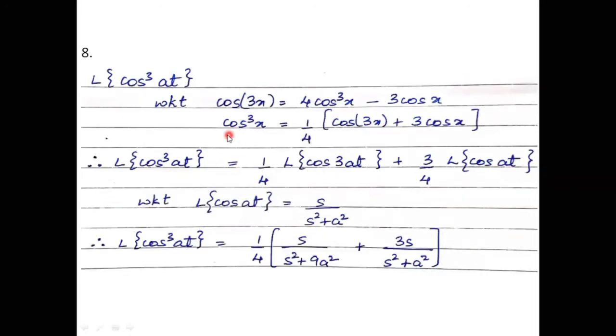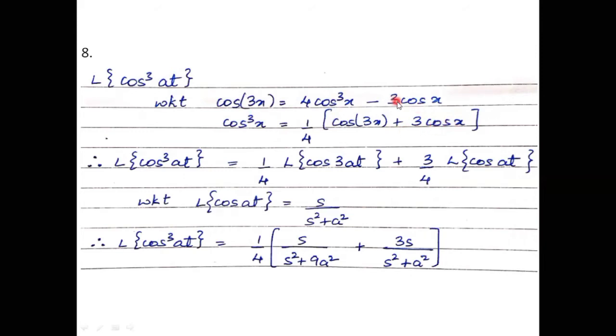Next problem. Similarly, I have used the formula again, cos cube at. Here I will get this cos cube term in cos 3x. So I have used the formula for cos 3x. We know that cos 3x is equal to 4 cos cube x minus 3 cos x. So I have just rearranged the formula for cos cube x. Cos cube x is equal to 1 by 4 into cos 3x plus 3 cos x.